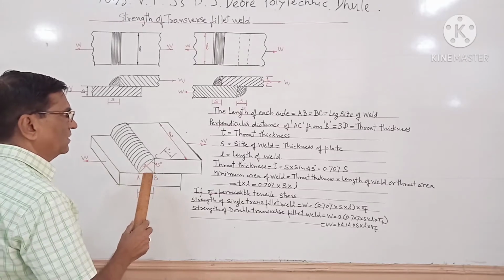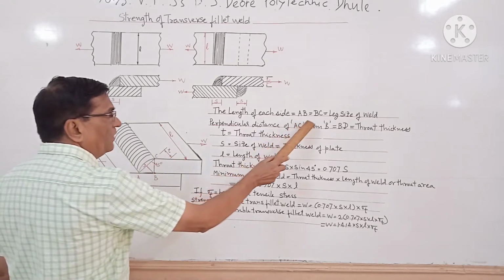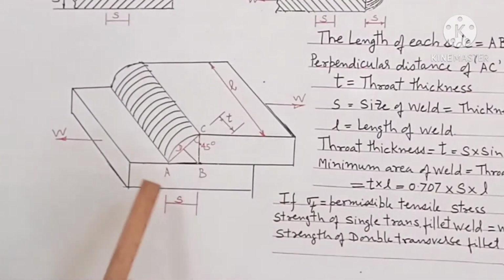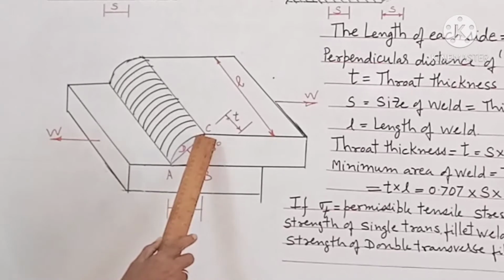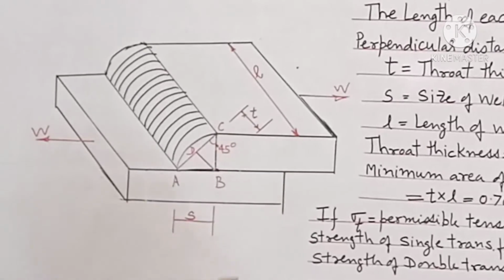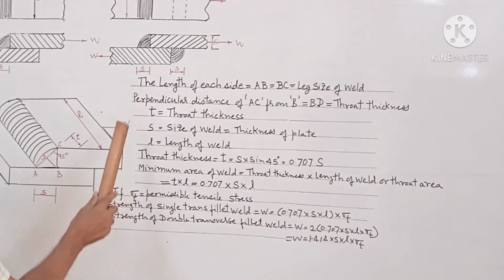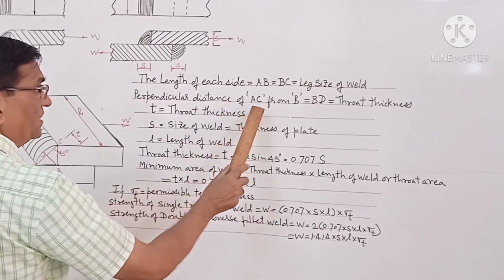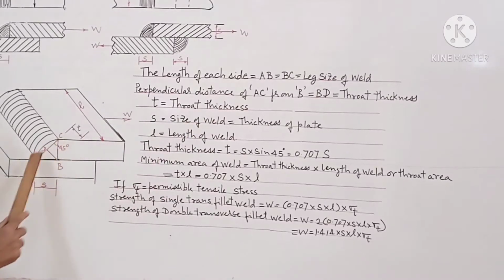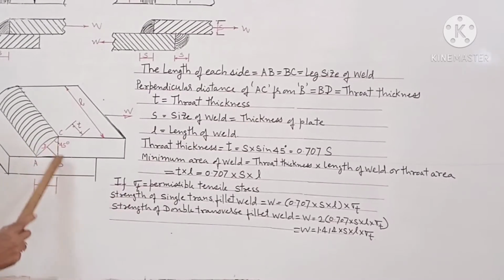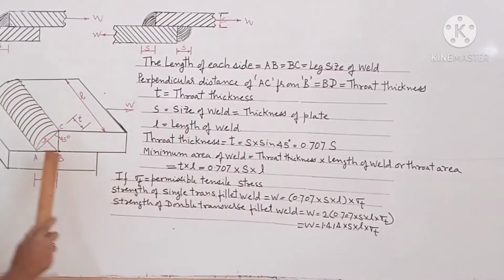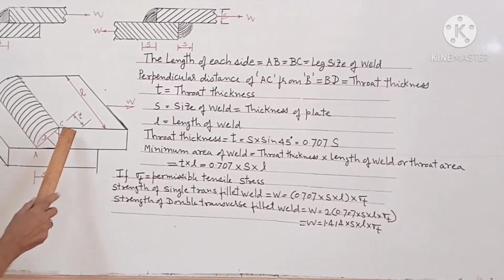Now in this figure we are observing that AB is equal to BC is equal to the length of weld. AB is equal to BC. This is known as the leg of the weld, and this is equal to S, where S is the thickness of weld. Now the perpendicular distance of AC from point B, this means DB, is known as the throat thickness.